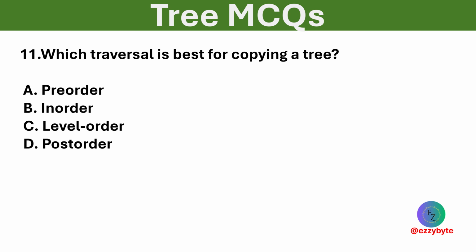Which traversal is best for copying a tree? Options are pre-order, in order, level order, and post order. Option A is correct. Pre-order preserves structure during copy.